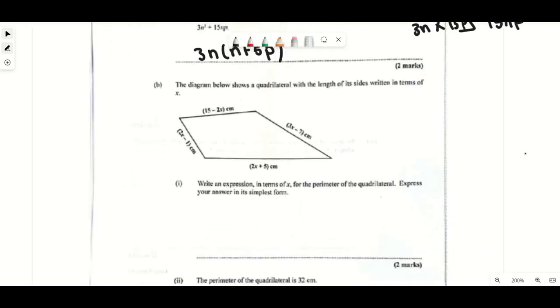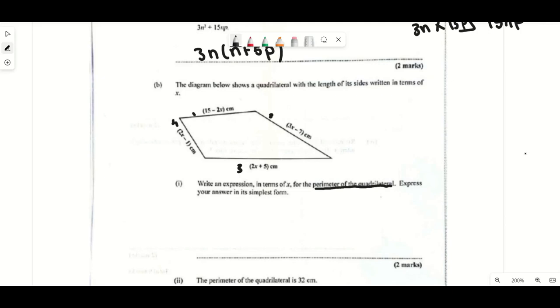Your second question says, the diagram below shows a quadrilateral. Quadrilateral just means a four-sided figure, right? With lengths of sides written in terms of x. So they're telling you, we'll just call this the first side, we'll call this the second side, we'll call this the third side, and we'll call this the fourth side. Write an expression in terms of x for the perimeter of the quadrilateral.